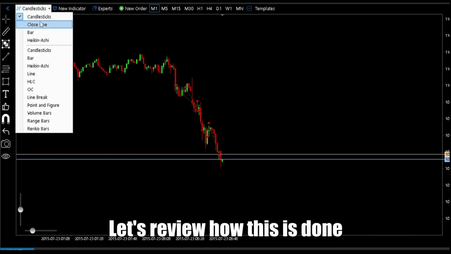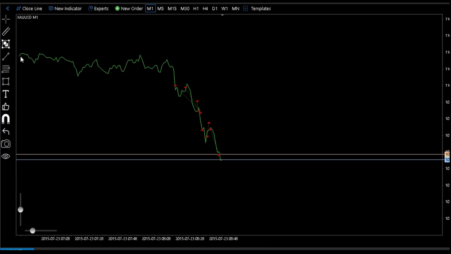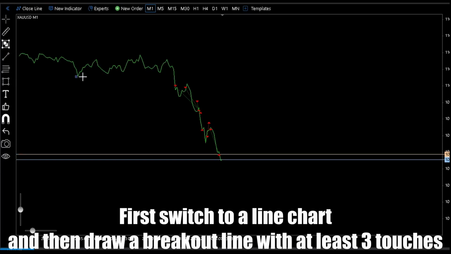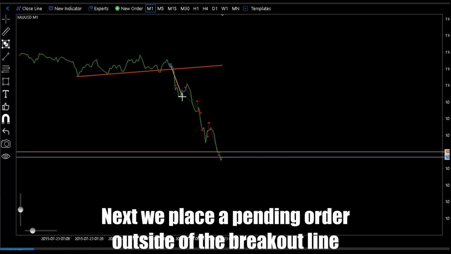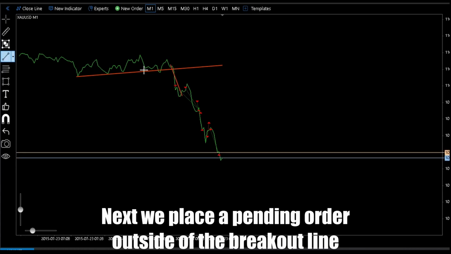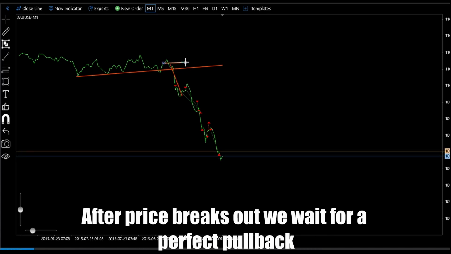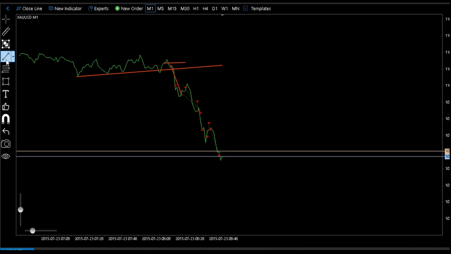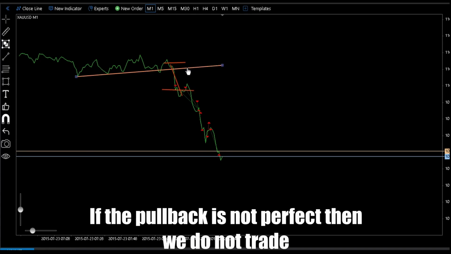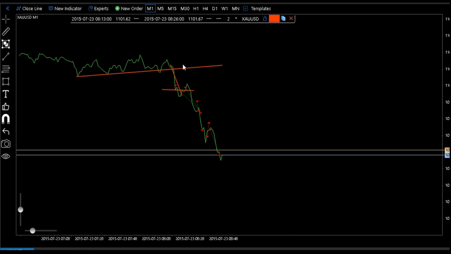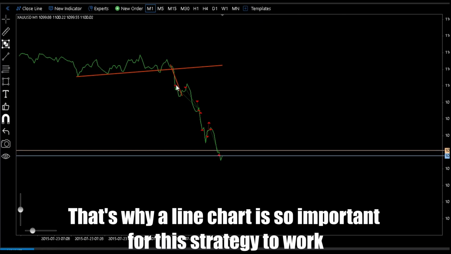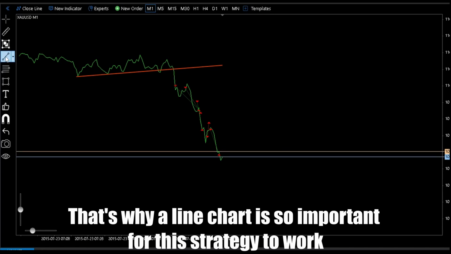Let's review how this is done. First, switch to a line chart and then draw a breakout line with at least 3 touches. Next, we place a pending order outside of the breakout line. After price breaks out, we wait for a perfect pullback. If the pullback is not perfect, then we do not trade. That's why a line chart is so important for this strategy to work.